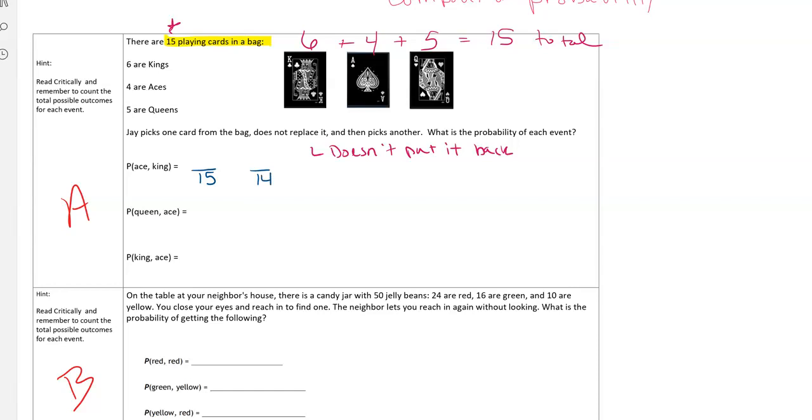So if he pulls an ace, we look here, we have 4 aces, but that's only the first try. What about on the second try? Well, now remember, there are only 14 cards left in the bag because he already pulled out an ace. So what's the probability of him pulling out a king on the second try? Well, if we look, we have 6 kings. So now we're going to multiply these together to get our total probability.